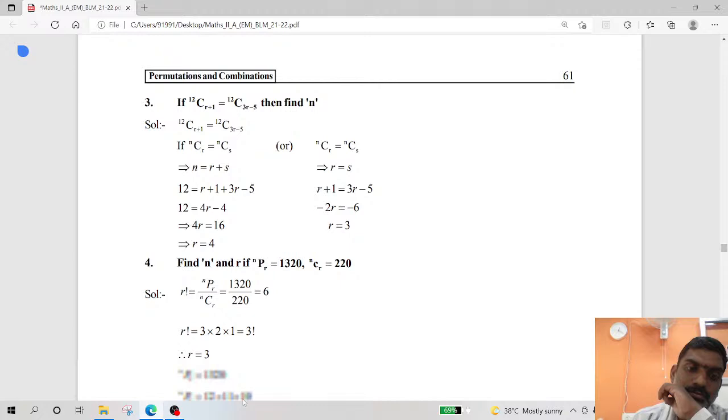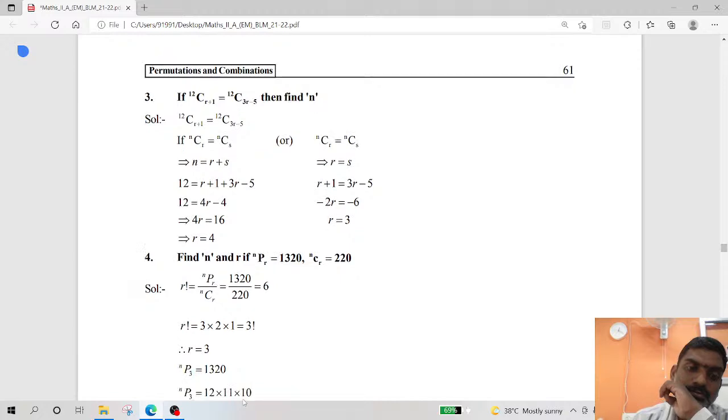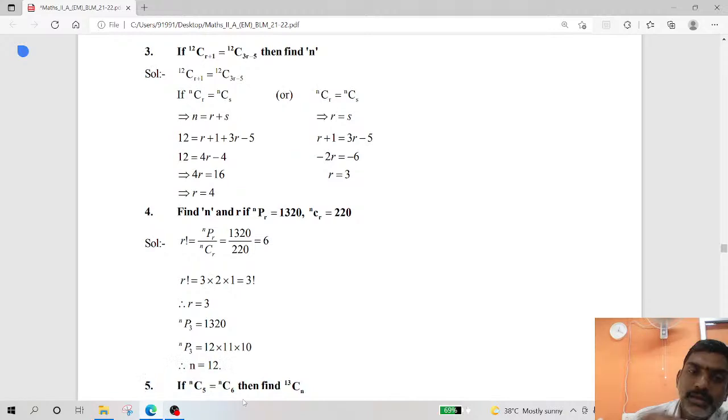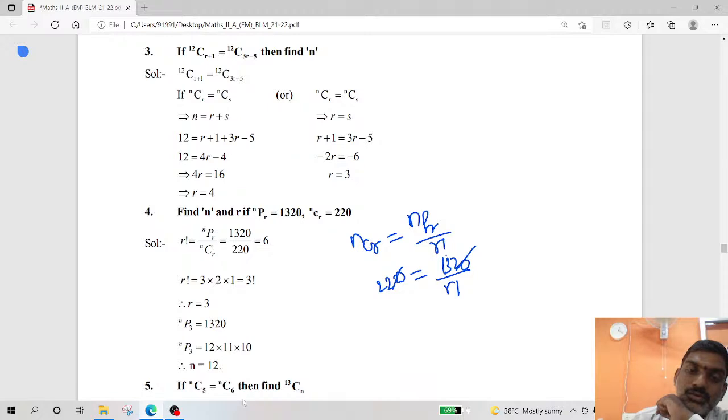Next, to find n and r, if nPr is equal to 1320 and nCr is equal to 220. So substitute the values. nPr is given, nCr is given. What is the relation here? nCr is equal to nPr divided by r factorial. So substitute the values. nCr is 220, nPr 1320 divided by r factorial. 0 gets cancelled, and this is 11 twos, 11 ones, 11 twos. So r factorial is equal to 6, r is equal to 3.